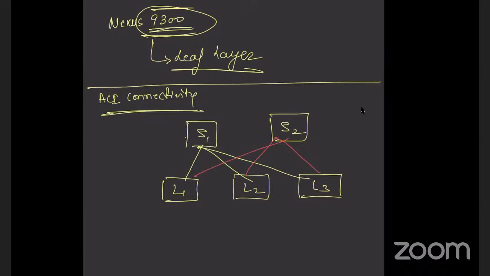This is the first rule that you need to follow. The next rule is you cannot connect 2 leaves together, so this connection is not allowed. The other rule is you cannot connect 2 spines together, so that is also not allowed.